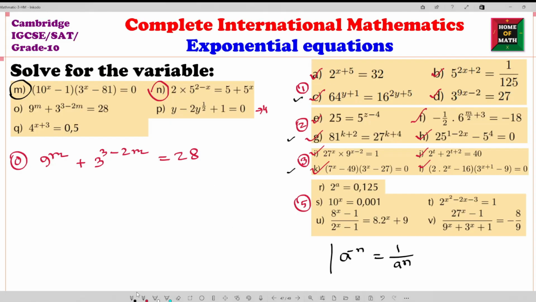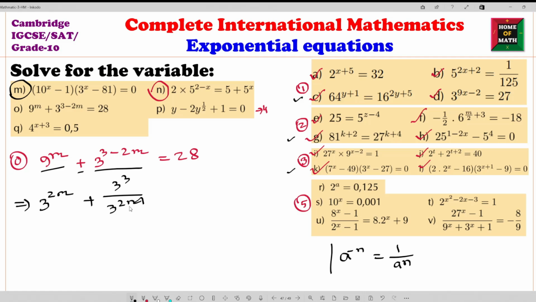Number O, 9 to the power m plus 3 to the power 3 minus 2m equals 28. So this one we can write 3 to the power 2m, right? Because 3 square means 9 and to the power m. And here this one we can write 3 cube divided by 3 to the power 2m.